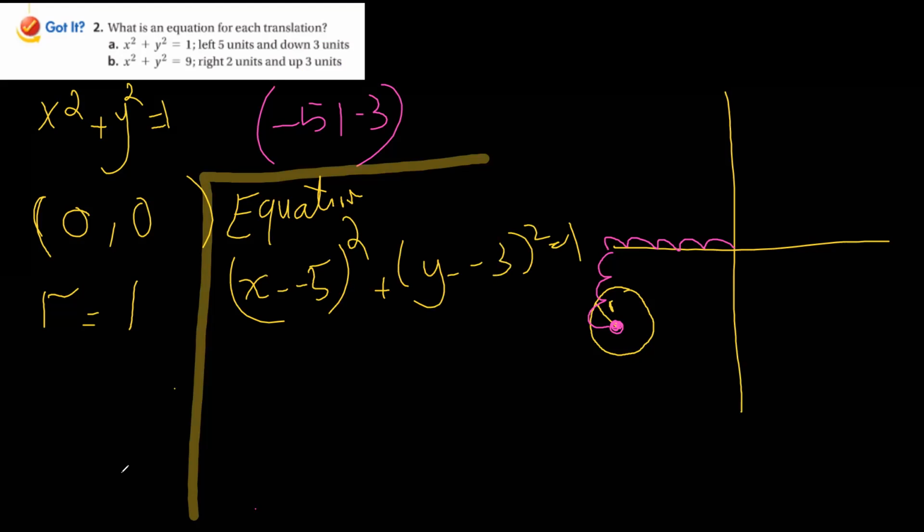Thank you so much. So that will be (x + 5)² + (y + 3)² = 1. Okay, thank you, Yara.